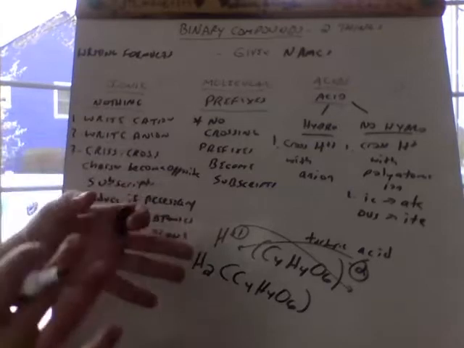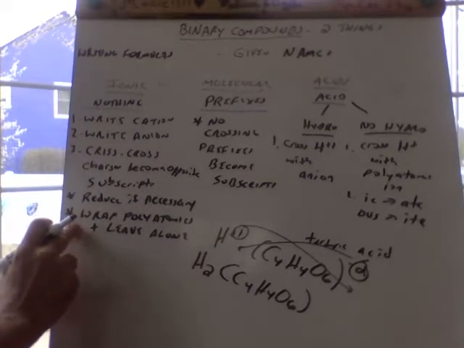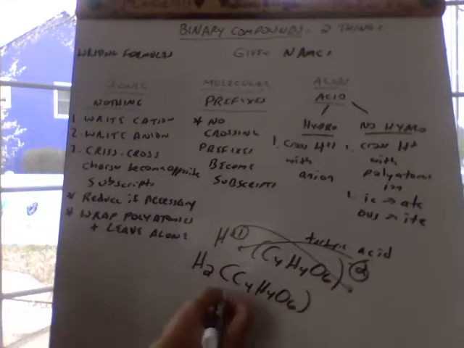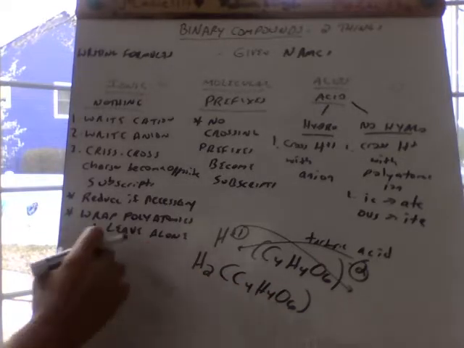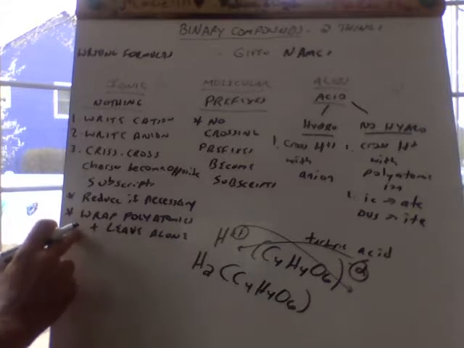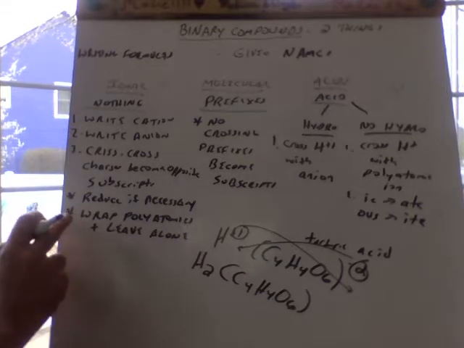Now, this is where it gets a little bit confusing. This is why we have to wrap our polyatomics and leave them alone. Remember, you're never going to reduce these. People think, oh, I can reduce these, I can cut them all in half and it'd be perfect. Yeah, but then you don't have tartrate anymore. So that's why we wrap these polyatomic ions and leave them the heck alone.